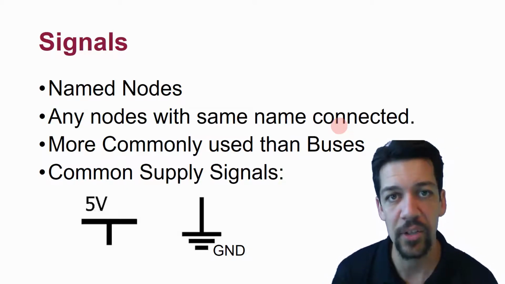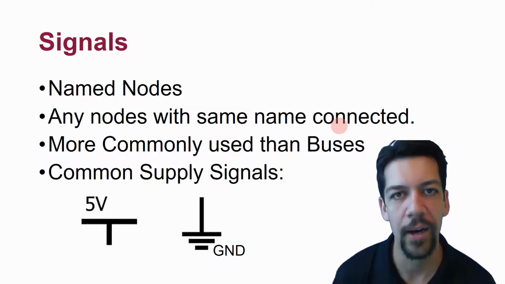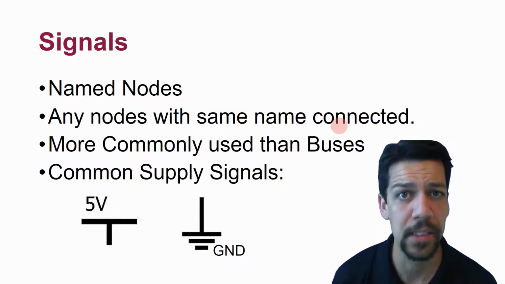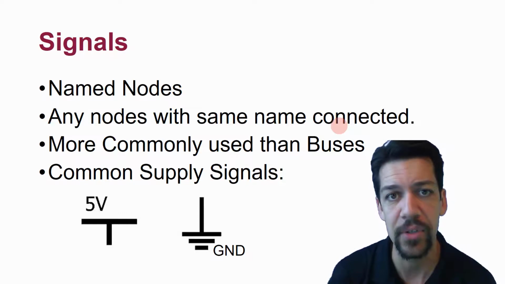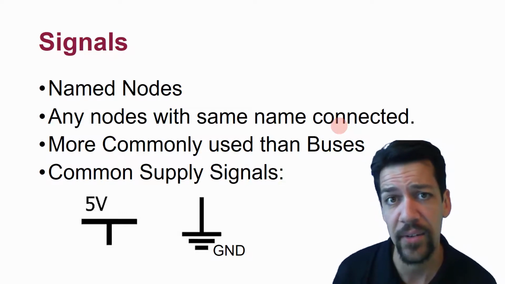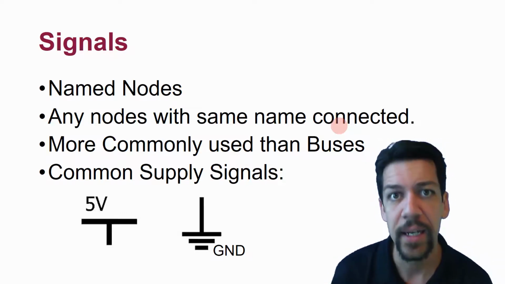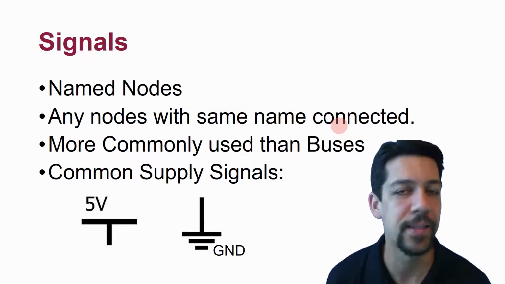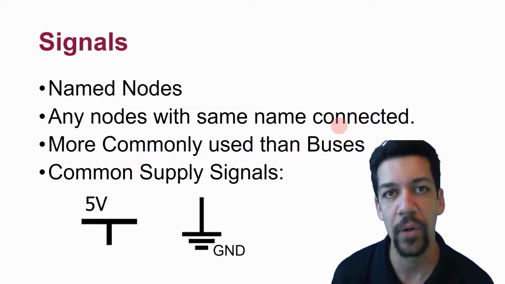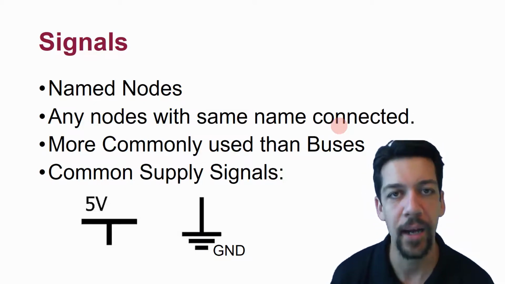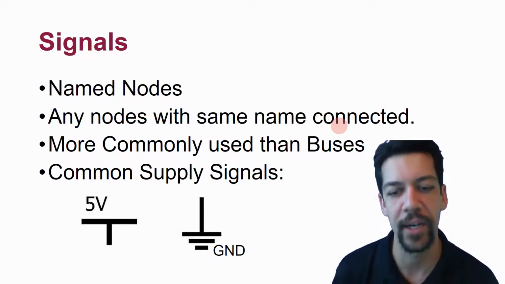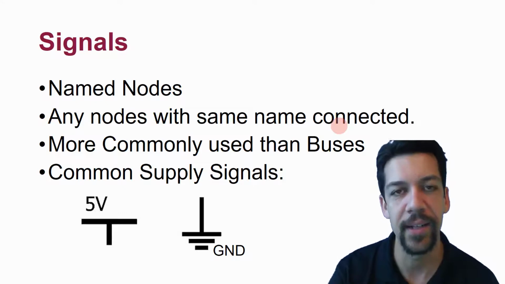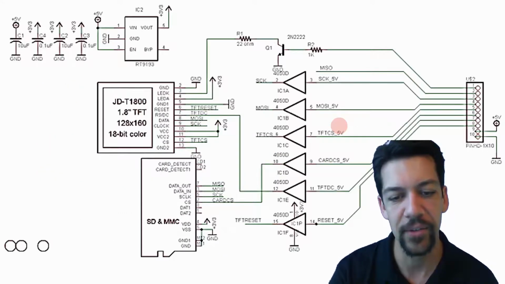These signals that just sort of jump across are way more commonly used than buses these days. I used to see lots of buses. Now I see very few buses and lots of signals in the schematics and documentation that I'm looking at these days. So these are more commonly used. Often the best example is the 5-volt and ground supply signals. These are signals where all of the 5 volts are connected together, all the grounds are connected together, that sort of thing. And that's something we see commonly in circuits.